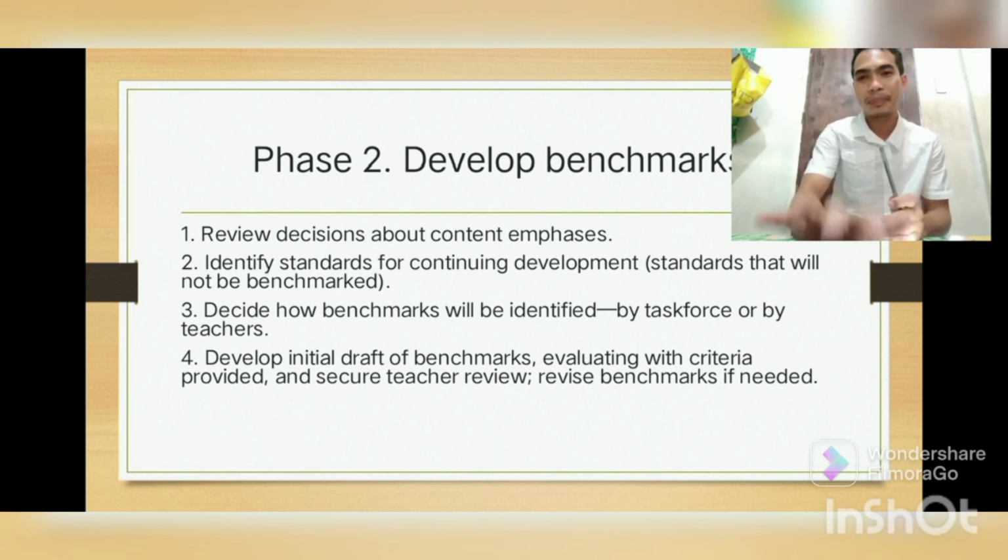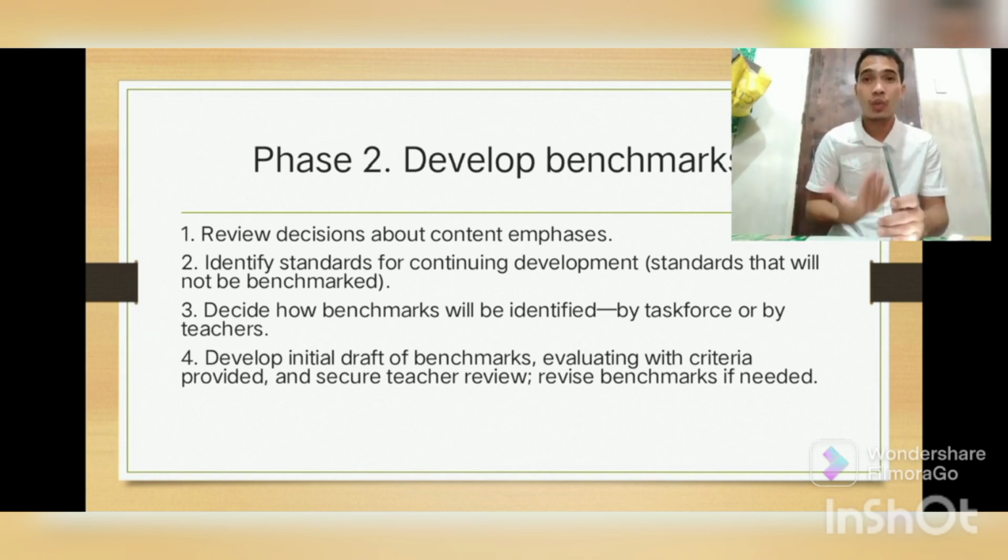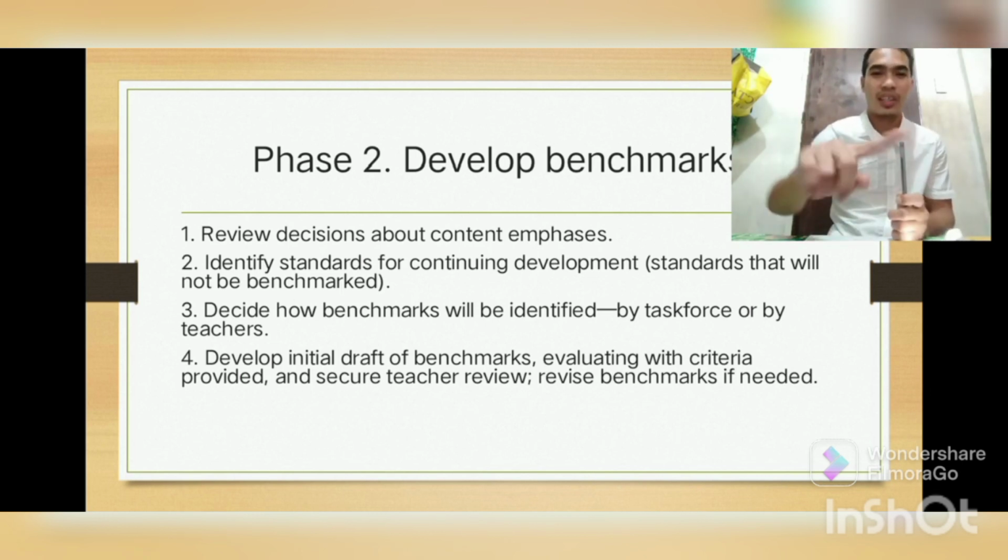So benchmark is very important because benchmark is used to improve, to refine, and to validate curriculum standards. It is equally a good practice in curriculum development. So it is very helpful in our teaching. Of course, to make the curriculum guide productive for our students.